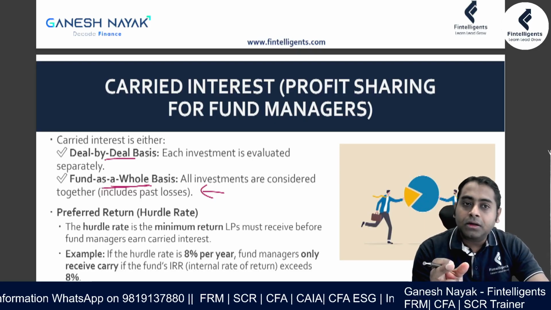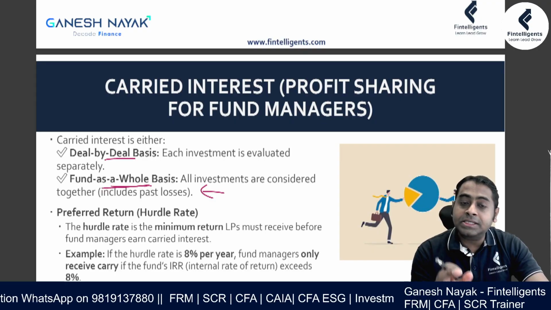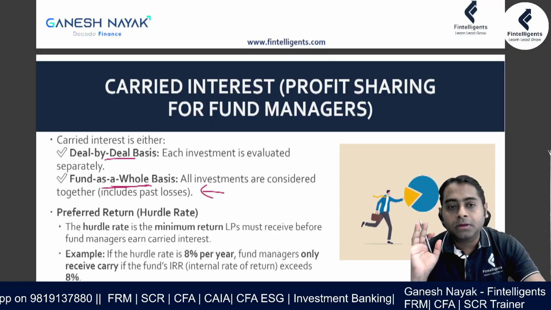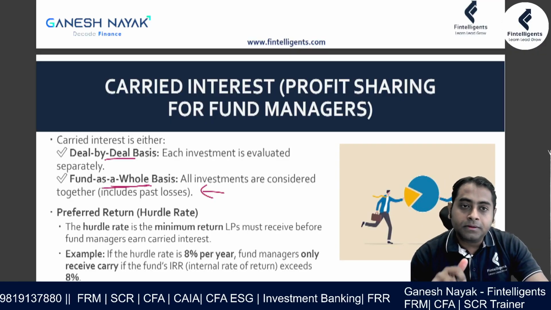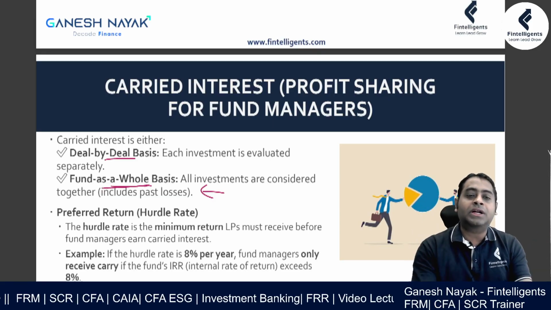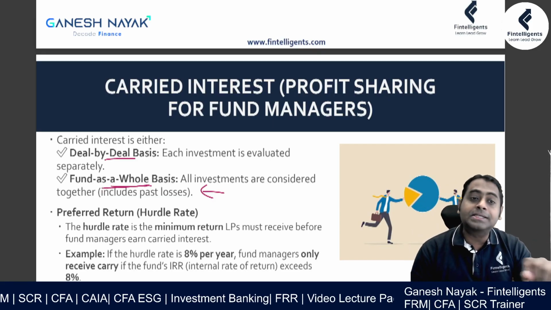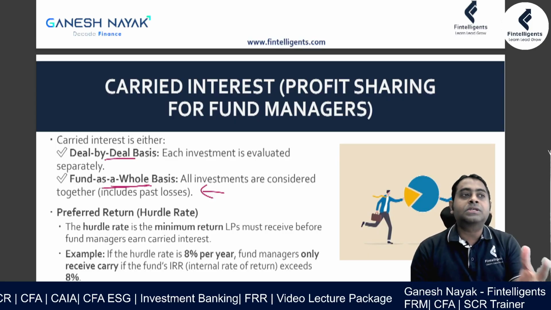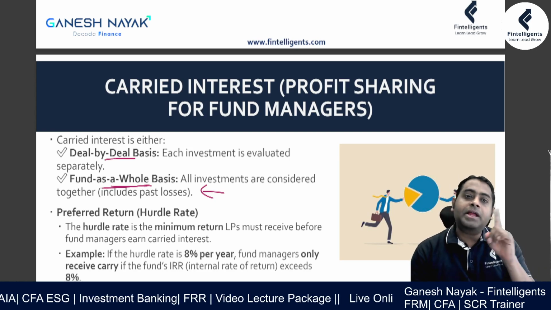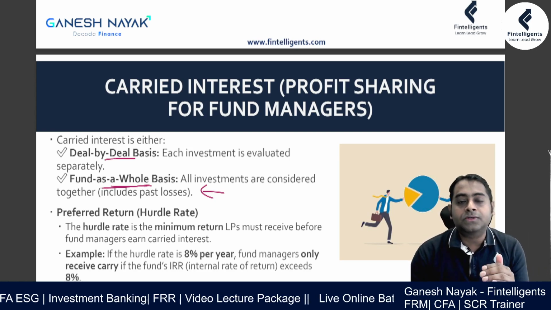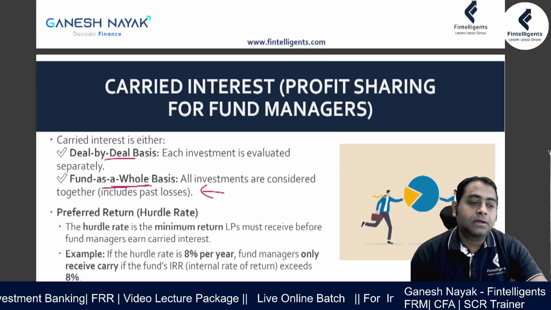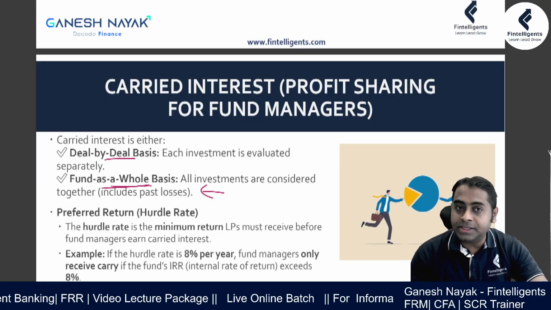Whatever is the profit, if it is a deal by deal basis, the GP will get the money on the basis of that individual investment. But when you look at the fund, the second option, you are looking at the overall profitability in that 100 crore that has been invested. Why is this important? Suppose I am a fund manager and I have invested into 3 companies. In company 1 I made extraordinary profit, but in company 2 I made losses. So to offset that, you use the fund as a whole basis.